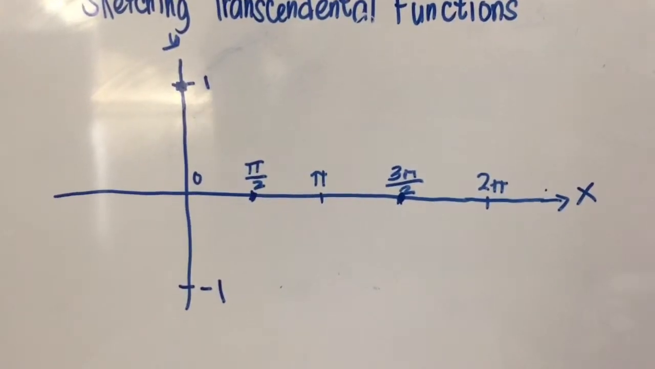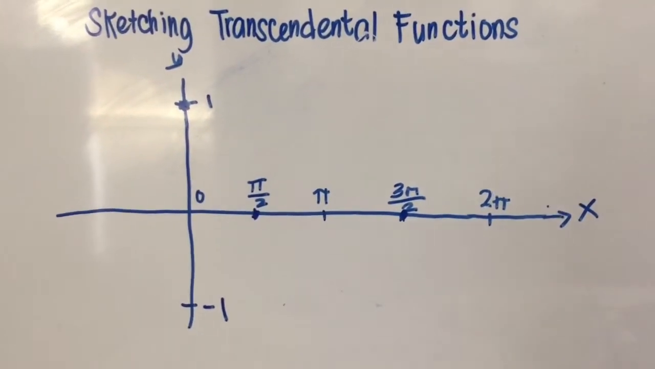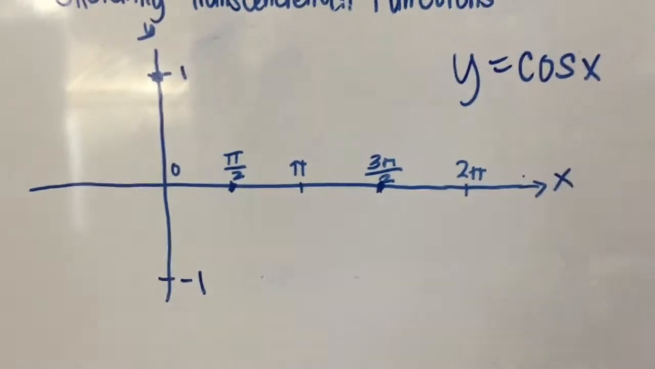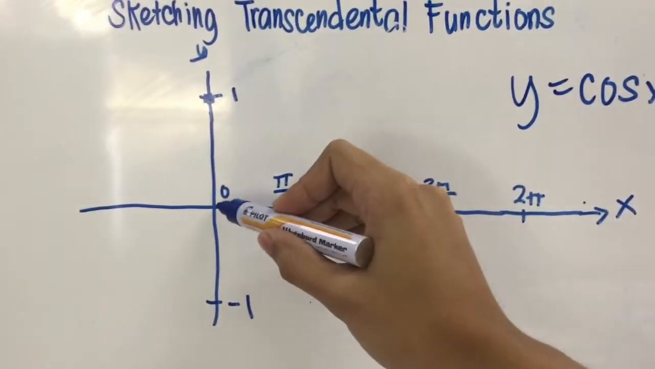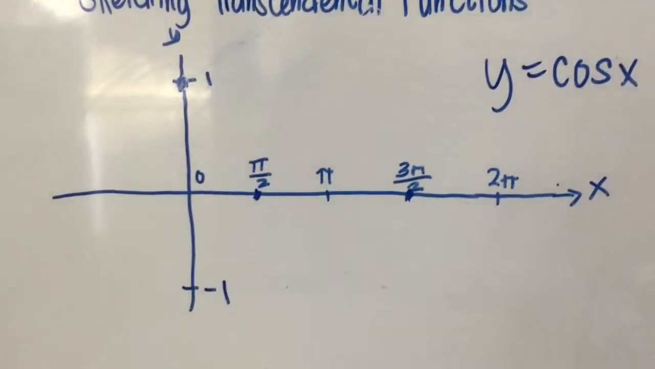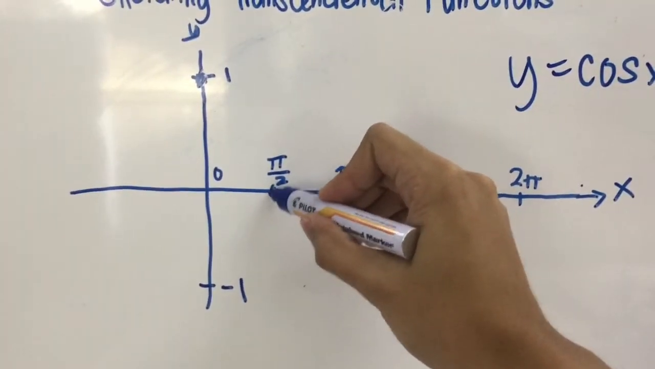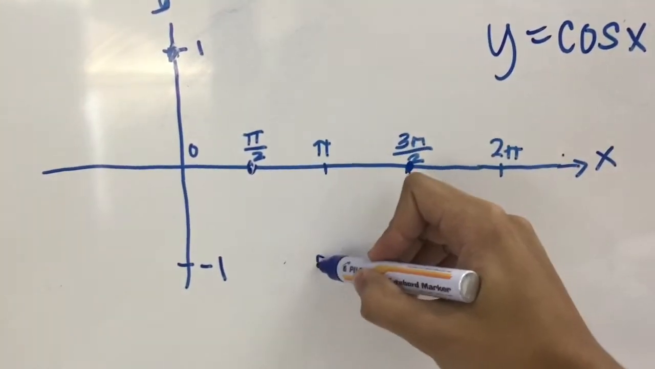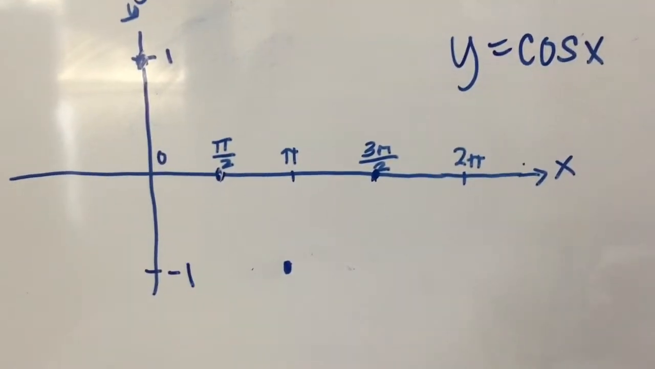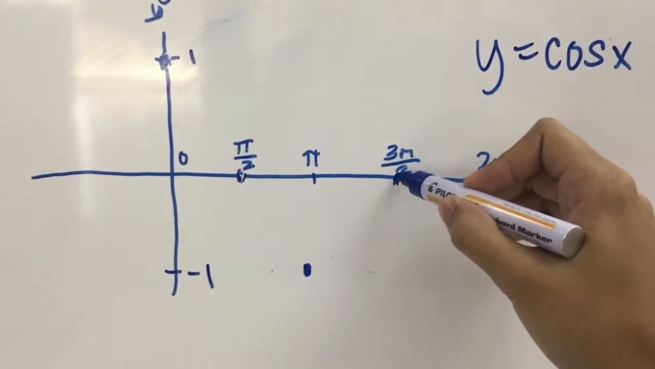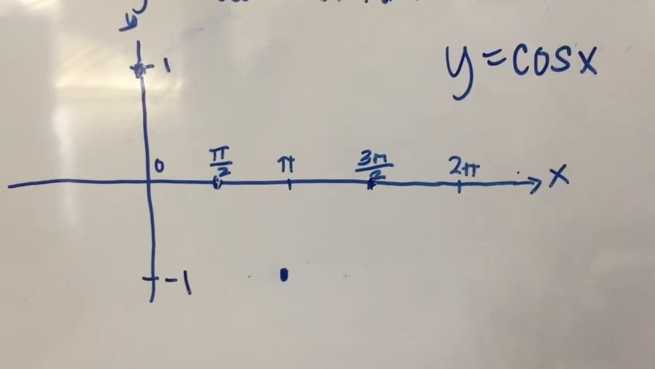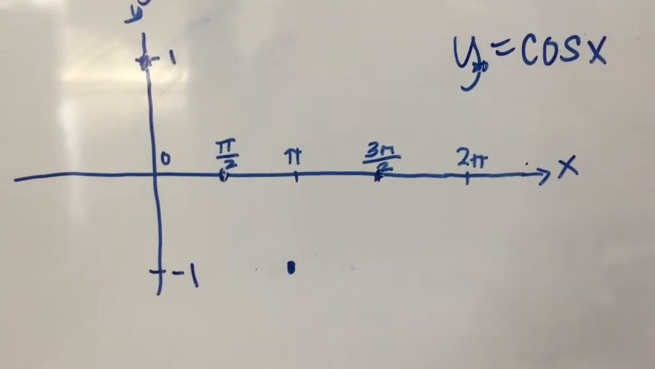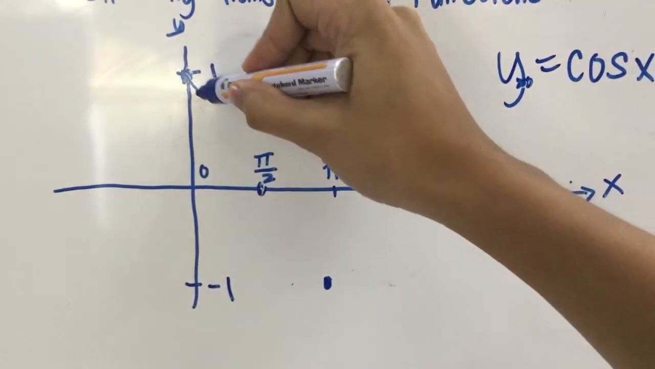I'm going to have an example here of how to graph the function y is equal to cos x. So we know that the cosine of 0 is 1. The cosine of pi over 2 is 0. The cosine of pi is equal to negative 1. The cosine of 3 pi over 2 is 0. And the cosine of 2 pi is equal to 1. Thus, we will have a graph that looks like this.